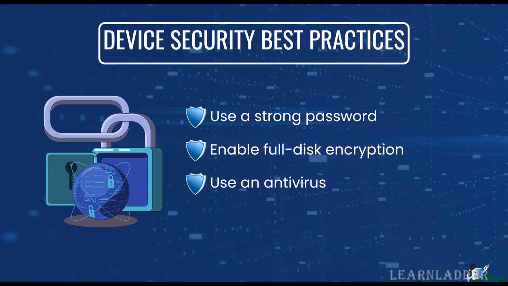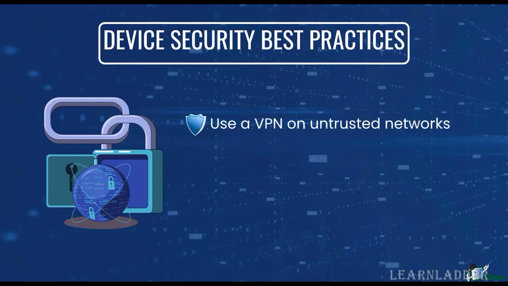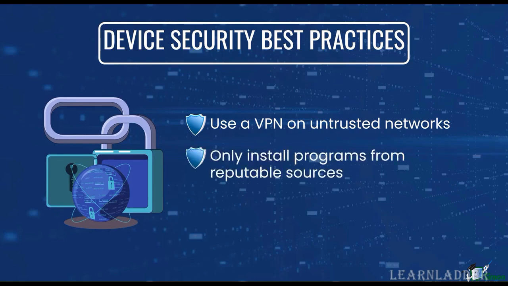A third best practice that we've discussed before is using antivirus. Fourthly, using a virtual private network or VPN on untrusted networks such as public Wi-Fi. We'll dive into this one in more detail in a later module. Finally, only install programs from reputable sources. Previously, we talked about Trojan horses and Trojan malware, and ensuring that you only install software from trusted sources decreases the probability that that software is hiding malware.